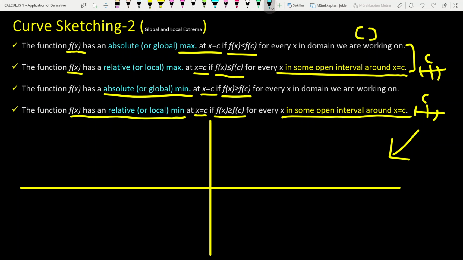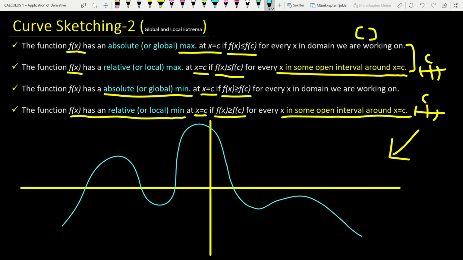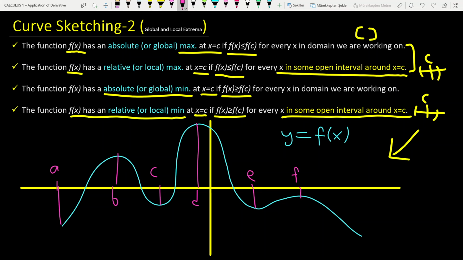Okay, let's have an arbitrary function. Let's say we have something like this. Okay, let's say this is our function f of x. Let's find all global and local extrema. So let's say this is the point A, this is the point B, the point C, D, E, F, and G. We have many points to look for.